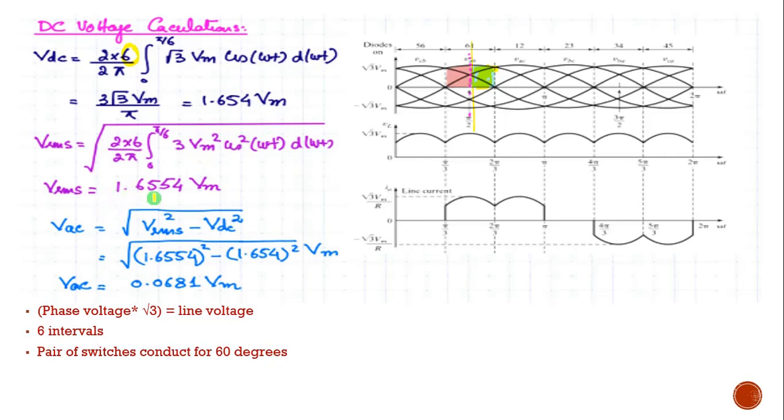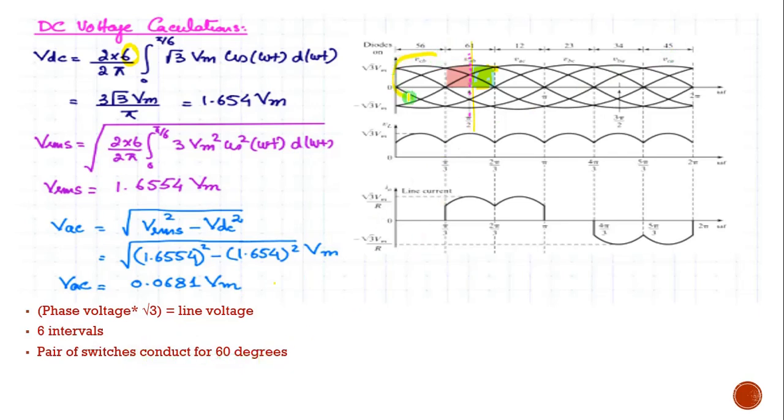So Vrms will be equal to 1.6554 Vm, and VAC also will be getting from this equation. Here I have already told the output will be the envelope of line voltages. So we have to convert that phase voltage into line voltage. You have to multiply it with root 3, and there will be 6 intervals. In that, diodes will be conducting like this: 5 6, 6 1, 1 2, 2 3, 3 4 and 4 5. Each pair of switches will be conducting for 60 degrees.